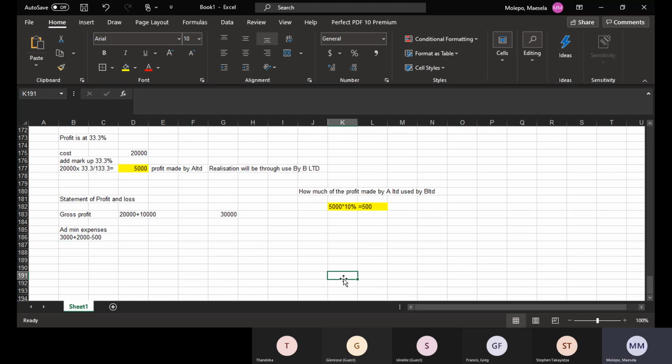Are we clear here? Glen Rose? Glen? Okay. Tandega?